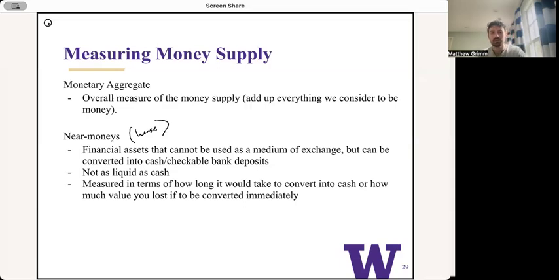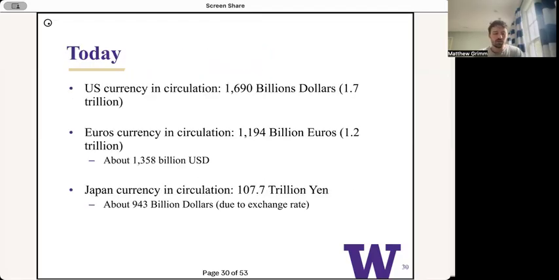If you have a house, it's worth a lot of money, but it takes a lot of time for you to actually get that money because you have to put it up for sale. It's going to cost you some money to do that, and then you have to sell it, and then you get the payment from the house, but this whole process can take 6 months to a year. So we don't consider a house to be money, essentially.